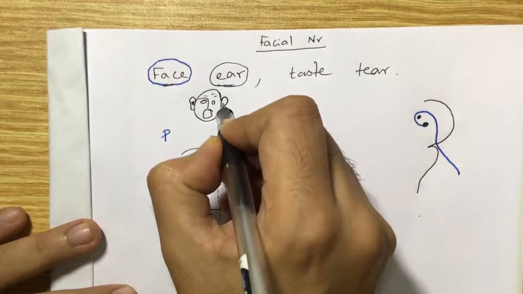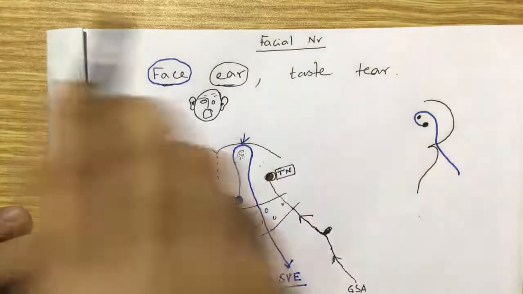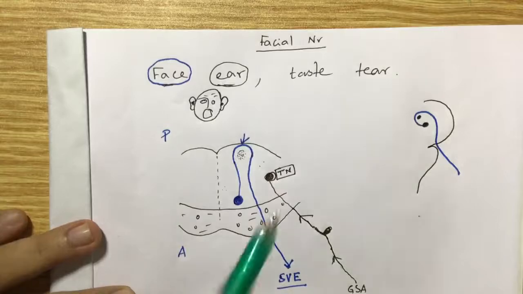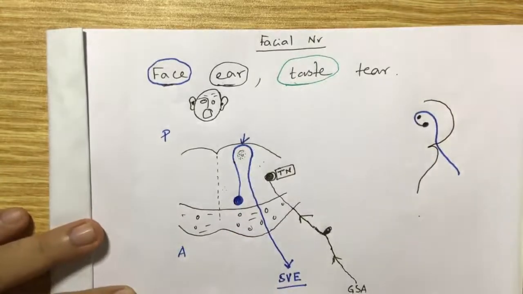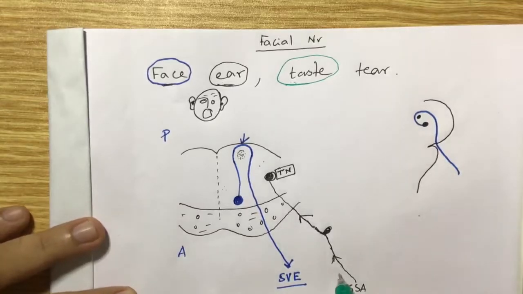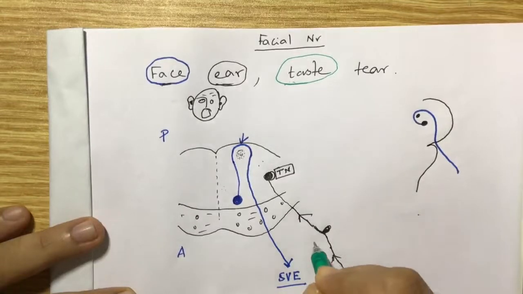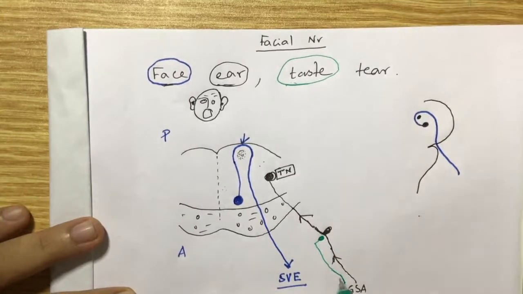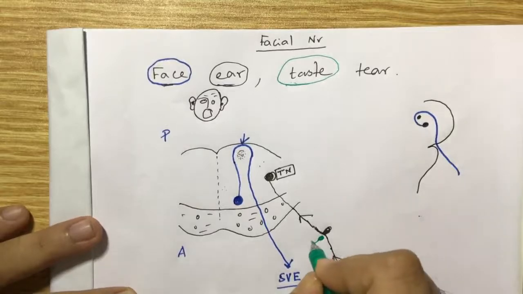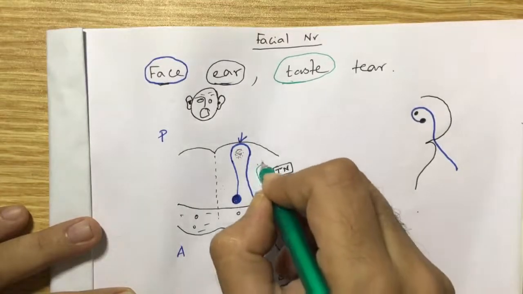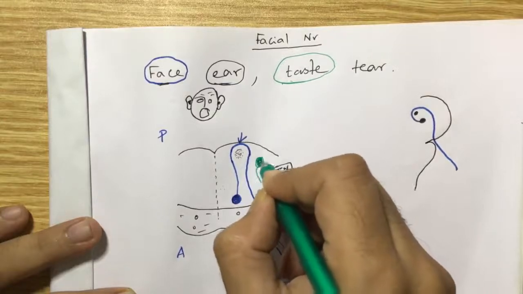Let me draw another one here. Next is the taste. Now, the facial nerve carries the taste sensation from the anterior two-thirds of the tongue and soft palate, and that is a special visceral afferent fiber. So again, it carries that sensation. Again, the cell body is situated here. So the peripheral process carries the sense, and the central process enters inside, and here lies that nucleus.